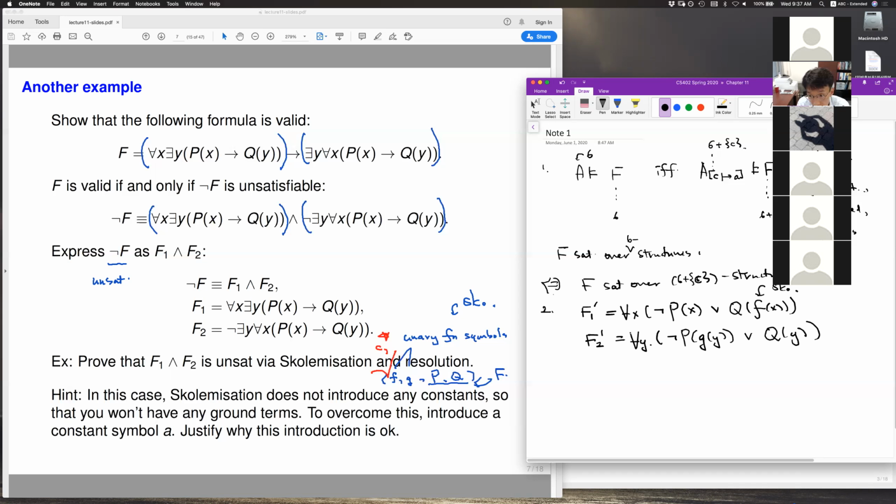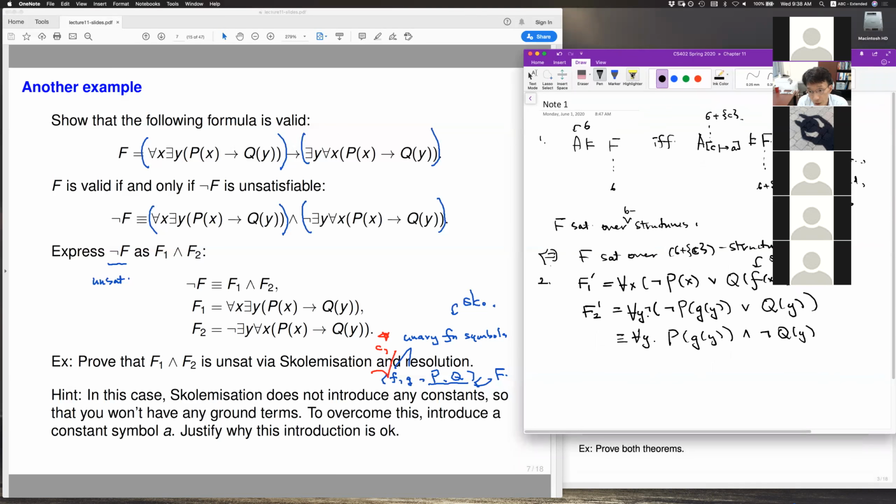Okay, so this is the formula that I have. Now, let me see. No, I was wrong. Because the negation is pushed inside, this is just a naive translation of the implication. I have to think about the extra negation outside. So that's equivalent to, for all y, P of g of y and negation of Q of y. Okay, so this is what we have.